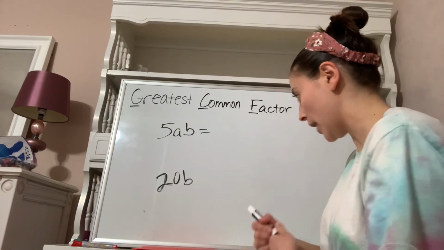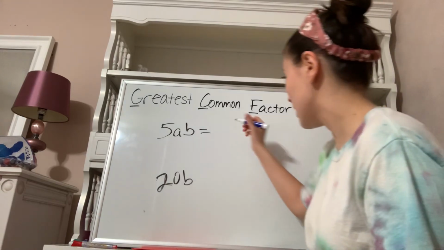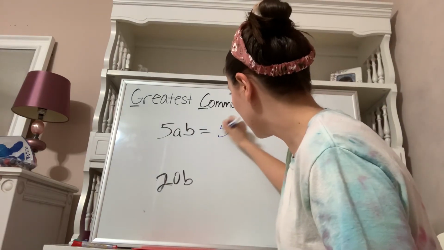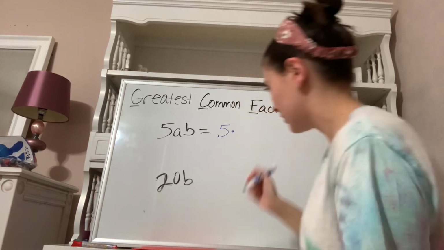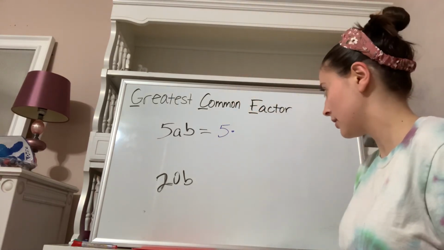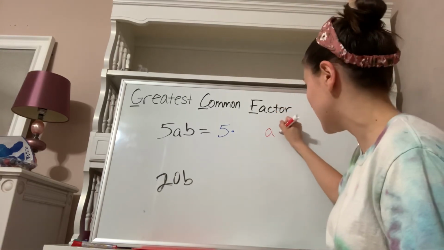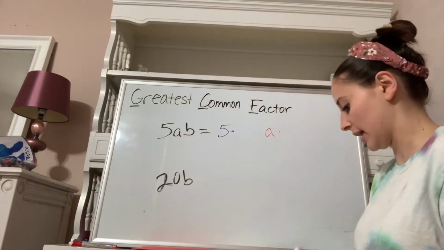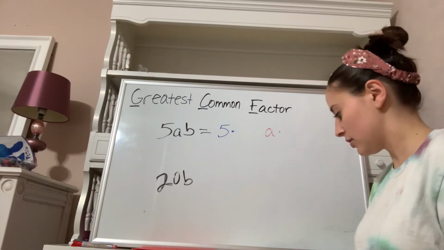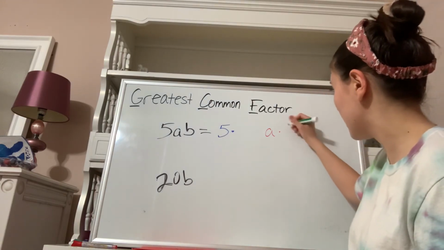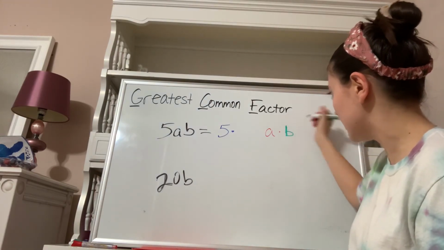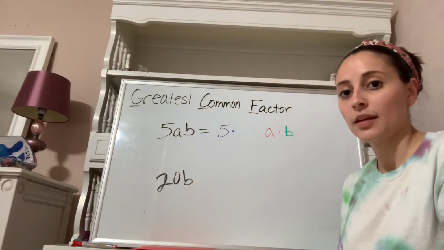So we can go ahead and write that. And I'm leaving a space, and you'll see why in a second. Okay, so 5 times a times b. Okay?